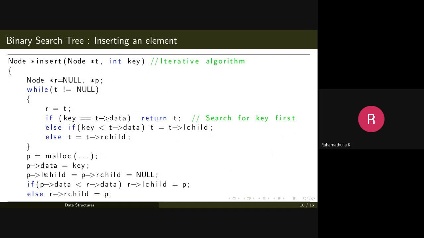Then we say p pointer left child equal to null and right child equal to null. Left child and right child memory is allocated and we create it as null. Then if p pointer data is less than r pointer data, then we need to insert it as a left child. Otherwise, we need to insert it as a right child.